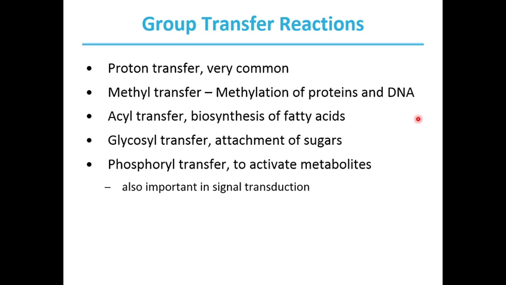Phosphoryl transfer. Phosphoryl transfer usually happens and is catalyzed by enzymes called kinases. And this is done on proteins and also on small molecules or metabolites. And this is usually done to activate metabolites and also is an important part of signal transduction.